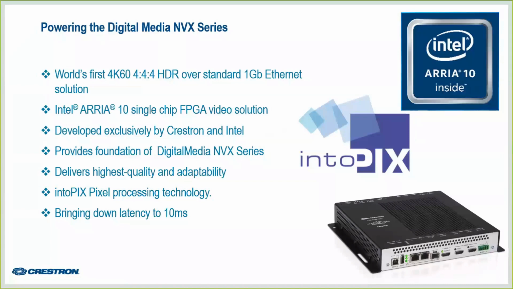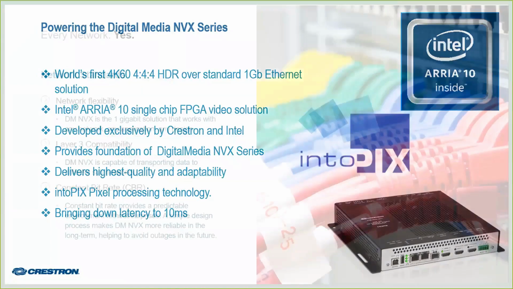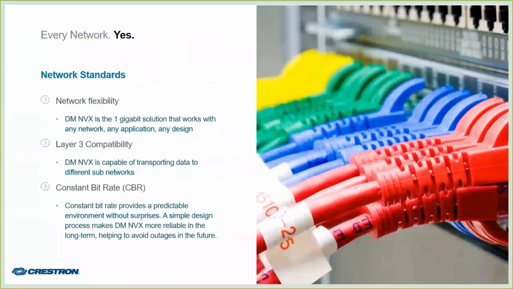So we keep asking ourselves that if we are going to adopt an AV over IP solution, what will be the network requirement? Our answer to that is that whatever existing 1 gig network solution you are having, our compatibility to that is a yes. So if you are having a 1 gig network, yes, we'll work on that. It requires layer 3 compatibility. If you have a layer 3 compatible switch, yes, we are able to transmit our video on that. And when you talk about a constant bitrate solution, yes, we are able to work on a constant bitrate solution as well.